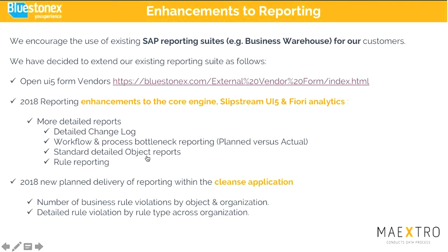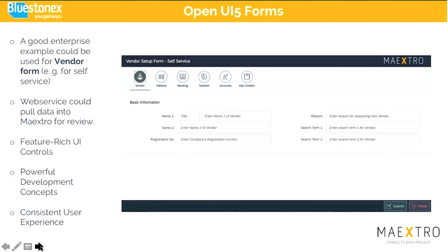So from a technical point of view, we can hook in to all different types of systems. As I said, this is the UI5 form that we're doing. So this is a really nice way of opening up collaboration of data. And when it comes into Maextro, it gets sense checked across those business rules.